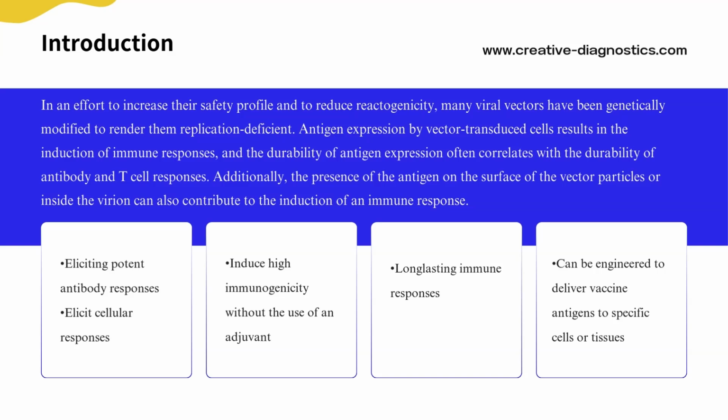Viral vectors can be engineered to deliver vaccine antigens to specific cells or tissues. To enhance their safety and reduce reactogenicity, many viral vectors have been genetically modified to become replication deficient. The antigens expressed by these vector-transduced cells induce immune responses, with the durability of antigen expression often correlating with sustained antibody and T-cell responses. Furthermore, the presence of antigens on the vector particle surface or within the viral structure also contributes to immune response induction.